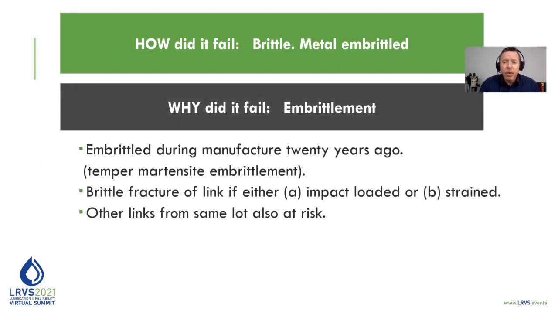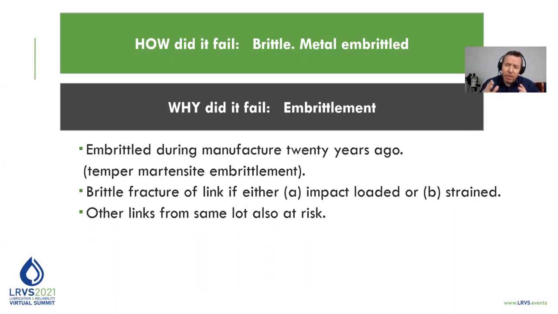Which means that, again, now we're starting to get into the RCA of why it failed. Okay, and that's going to continue on. But to start that process, we now know it's brittle. The material was brittle when it was made 20 years ago. A little outside the scope of this simple presentation, but for those who are really interested, it's tempered martensite embrittlement.